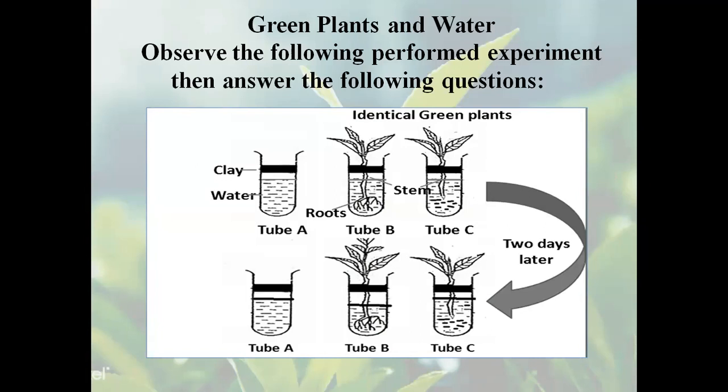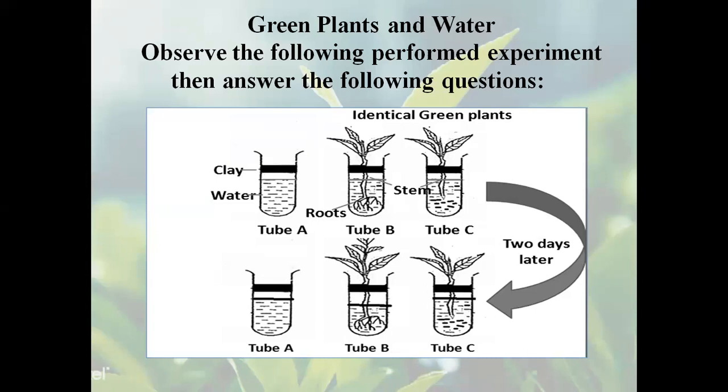So here in this experiment, what is the role of tube A? Tube A, we use it to compare and explain the results. This is called the control tube. So from now on, if I ask what is the role of a specific tube, the role of this tube is the control tube. It's used to compare and explain the results.